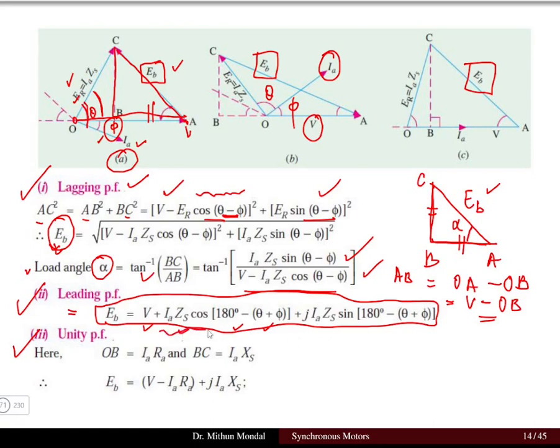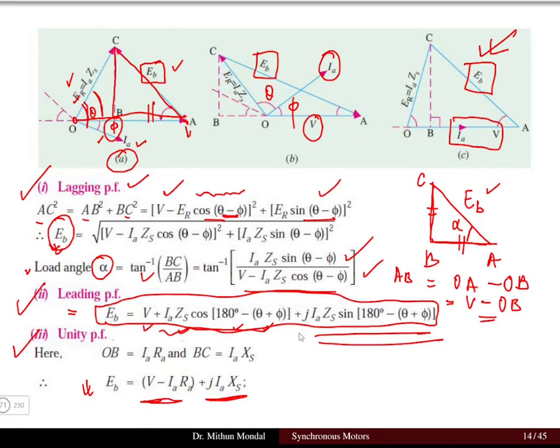So here we have the real part, and on the imaginary part we have IA ZS sin of 180 minus theta plus phi. So this is for the leading power factor condition. For the unity power factor condition, where the voltage and the current are in phase with each other, we try to obtain the value of EB. We get V minus IaRa as the real part, and on the imaginary part we have j times Ia Xs. So for these three cases, lagging, leading and unity power factor, we obtain the back EMF and the load angle.